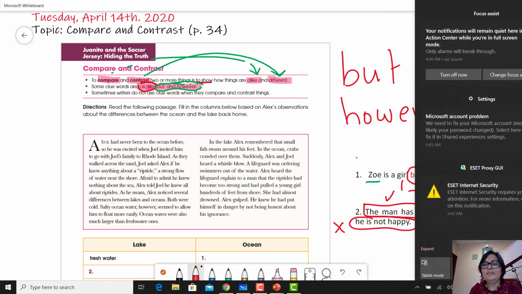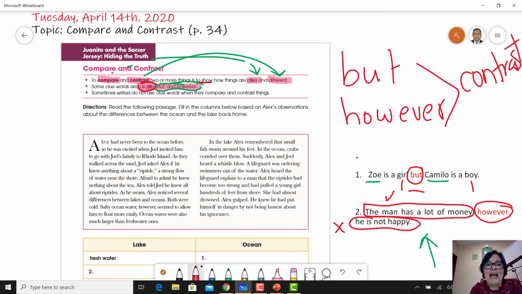Okay? So remember, as, like, but, and however are clue words that indicate that you have a compare and contrast in a text. And the last point says that sometimes writers do not use clue words when they compare and contrast things. So you have to analyze, because sometimes you are not going to have those words that are going to be a clue word for you.